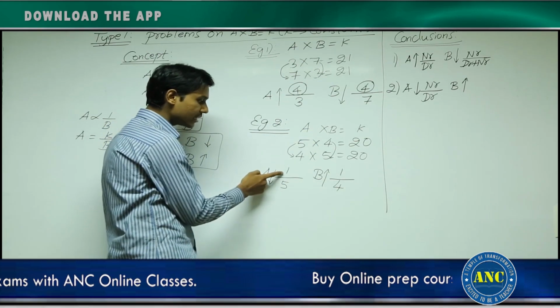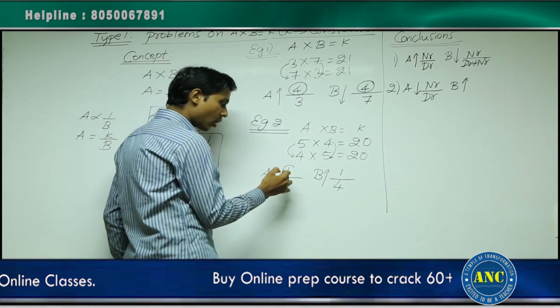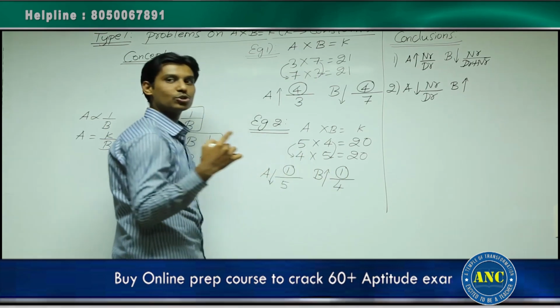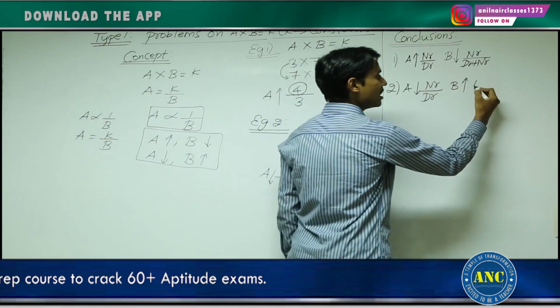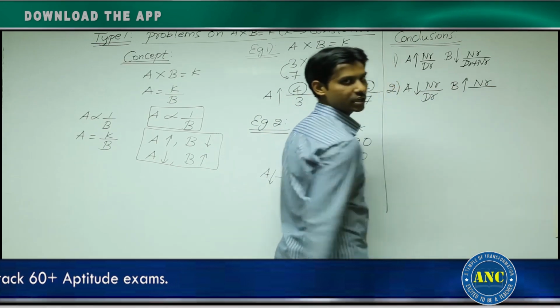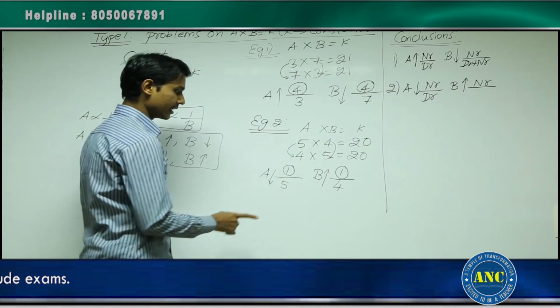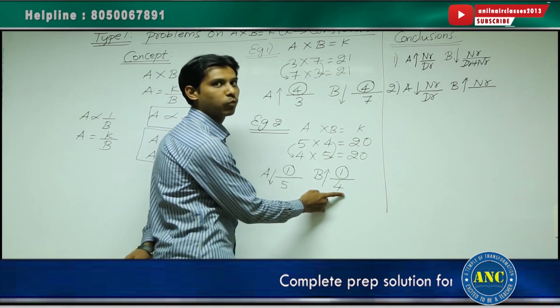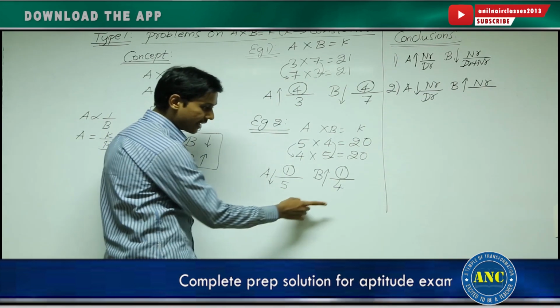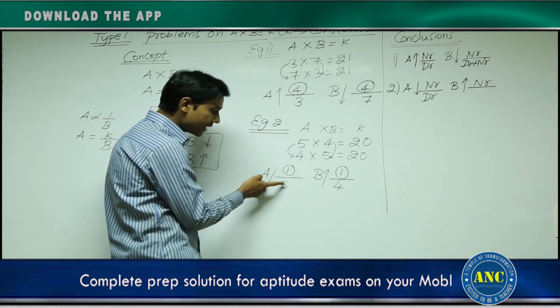See here. Numerator of A is 1. Numerator of B is also 1. Again, there is no change in the numerator, right? If it is NR here, here also it will be NR. No change in the numerator. Let us come to the denominator. Denominator of A is 5. Denominator of B is 4. Can I write this 4 as 5 minus 1 of A?